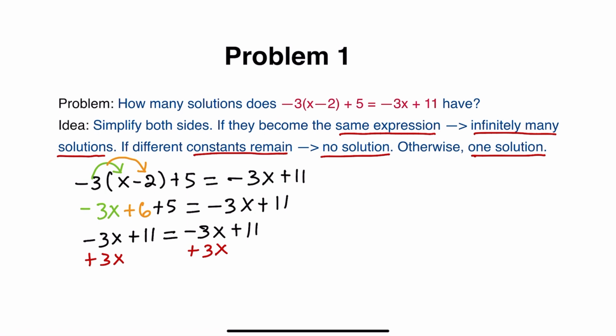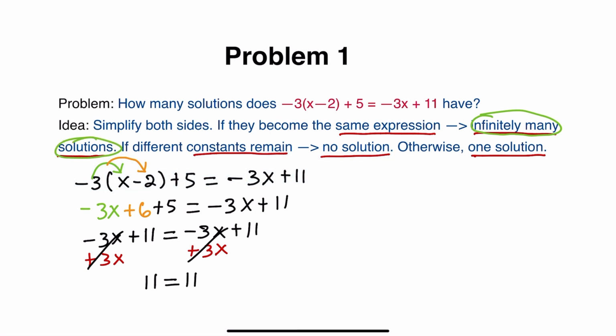Okay, and we know that they cancel out. And we're left with 11 equals 11, correct? So this is a true statement and it doesn't depend on x, right? So what I want to say is this. Since the simplified equation is always true, this means the solution set is all real numbers. And that's what we sometimes describe as infinitely many solutions. So the final answer here is infinitely many solutions.